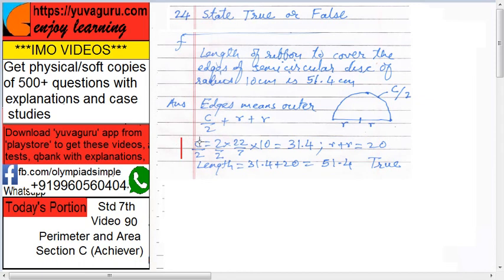Important catch is this c by 2. See here, c equals 2 pi r. So c by 2 will be upon 2, so 2 gets cancelled and you can take it as 3.14. So 3.14 into 10 becomes 31.4. This is the bigger catch in this.